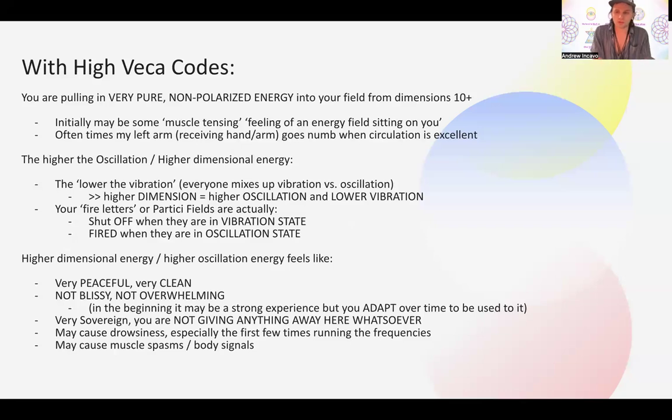So I want to explain something. If you want energy from dimension 13, that's going to be at a very high oscillation. If you want energy from dimension 2 or 3 or 4 compared to that 13 energy, it's going to be a lower oscillation, right? The words oscillation and vibration are opposites of each other. So you have these things called fire letters. And basically, when they're ready to be fired, it's in a vibrational state.